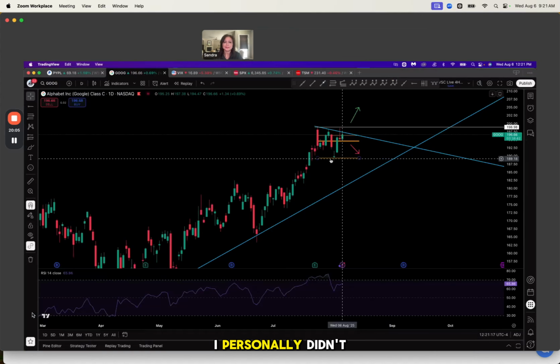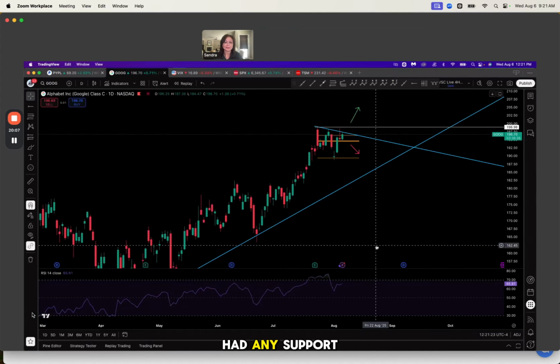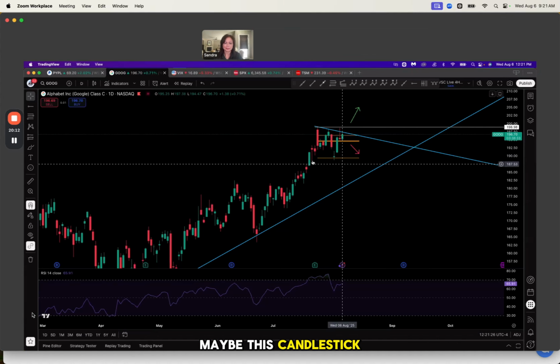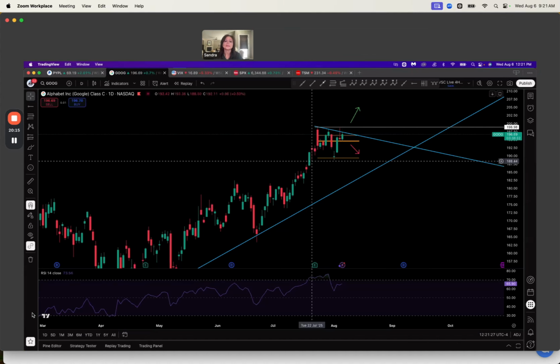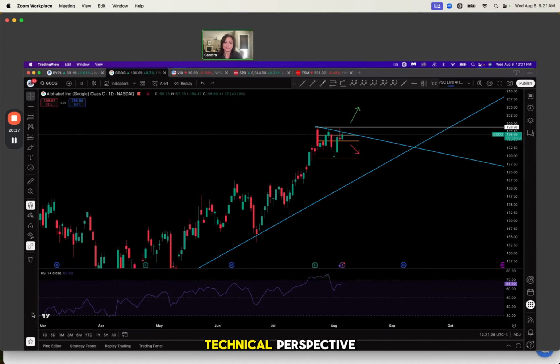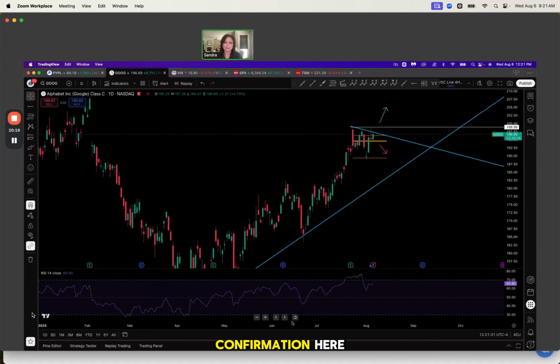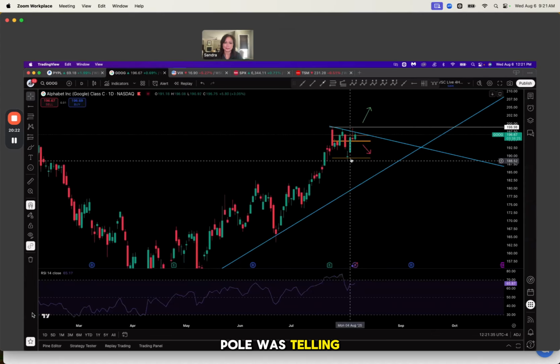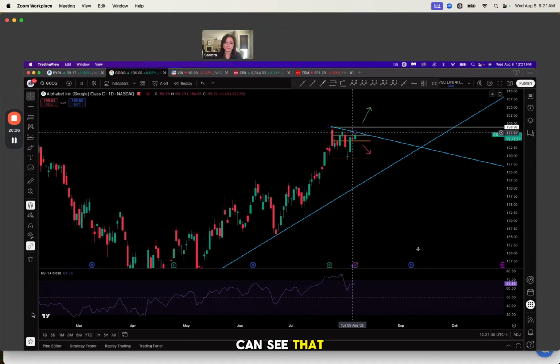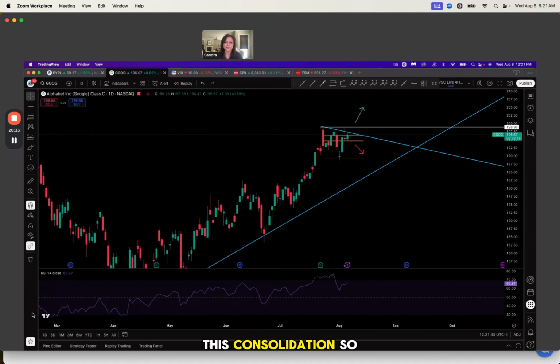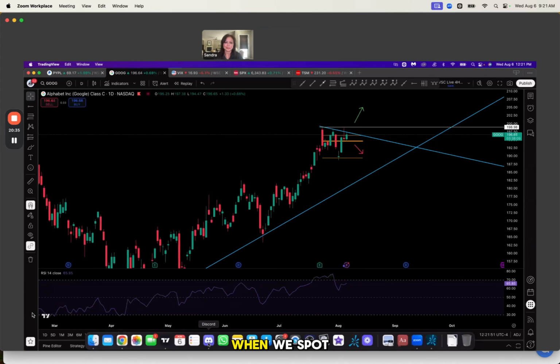I personally didn't have any support level there. Maybe this candlestick, but just one validation. So in this case, from a technical perspective, I had no confirmation here, but the dark pool was telling me this is the support, and we actually bounced. And we can see that we are consolidating here in between the two biggest levels. So when we spot these dark pool levels appearing, and by what price action does afterwards, we can read what that institutional money is doing.